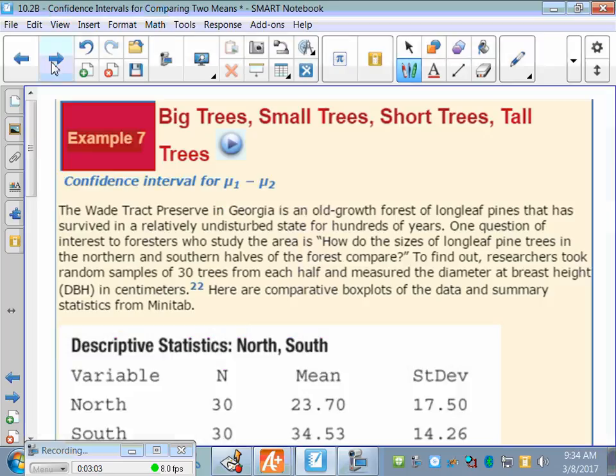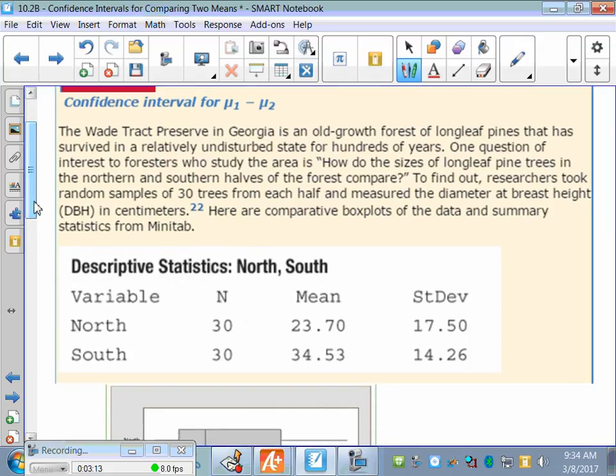All right, so let's try one. Big trees, small trees, short trees, tall trees. All right, like Dr. Seuss. All right, confidence intervals for difference of means.